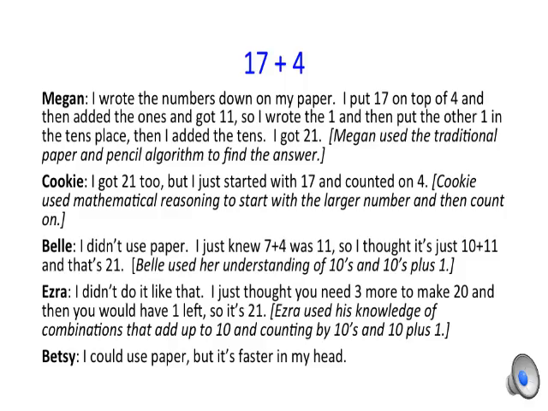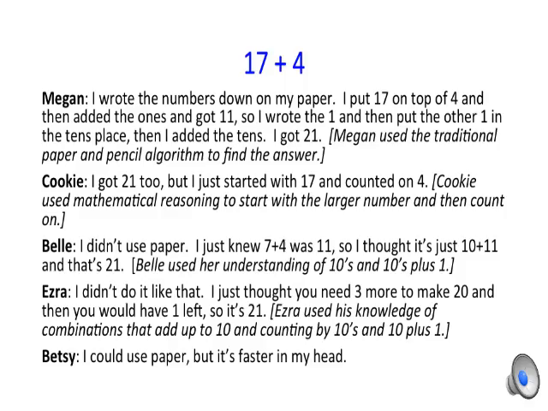Megan used the traditional paper and pencil algorithm to find the answer. The teacher asked, "Did anyone do it another way?" Cookie said, "I got 21 too, but I just started with 17 and counted on 4." Did you write it on paper?